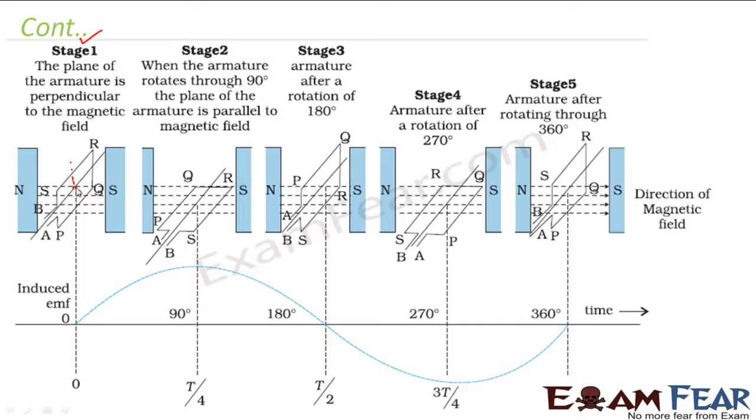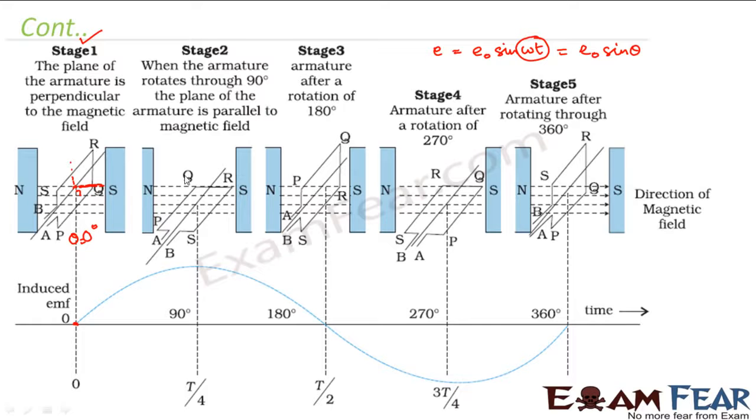The normal to the area vector is in this direction, right? Because this is how the area vector is. So this angle is 0 degree. So right now theta is equal to 0 degree. So for theta equal to 0, your induced EMF is what? Induced EMF E is equal to E naught sine omega t. So if omega t is 0, that is equal to E naught sine theta. So if theta is 0, your E is 0.